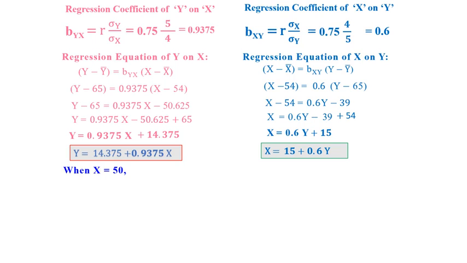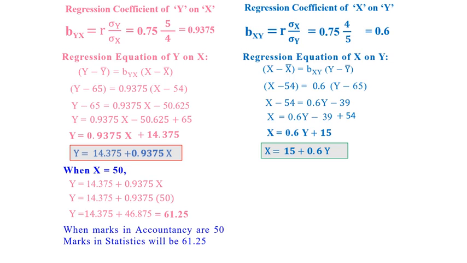Now when x equals 50, marks in accountancy is 50. What is marks in statistics is the question. So use the y on x formula. Y equals 14.375 plus 0.9375x. Substitute 50 in the place of x like this. So multiplying 0.9375 and 50, we get 46.875. Plus is there, add them up, y equals 61.25. When marks in accountancy are 50, marks in statistics will be 61.25.